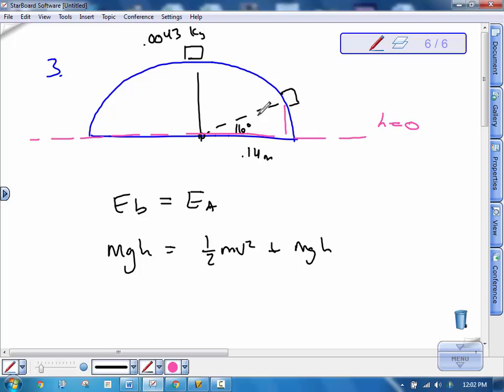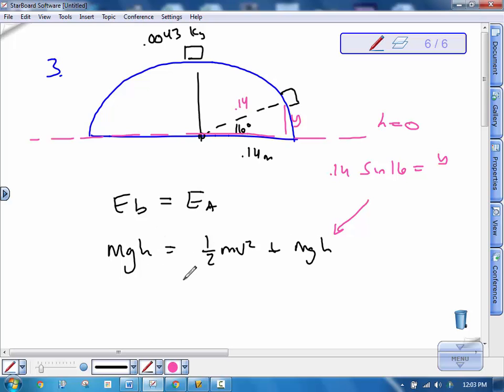To find that height right there, I can use this, actually this would be 0.14, the radius. And I can find that height using sine as opposite over hypotenuse, so sine of 16 degrees equals, I'll call this y right here, y over 0.14. Multiply both sides by 0.14, and that's what I'll use for my height afterwards. Before, my height is just the radius, which is 0.14.